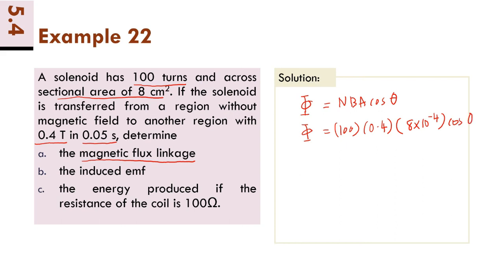Why 0? Again, we know that the magnetic flux passing through the solenoid is always maximum. Cos 0 equals 1, and 1 is the maximum value. So we just calculate, so we get 0.032 Weber.